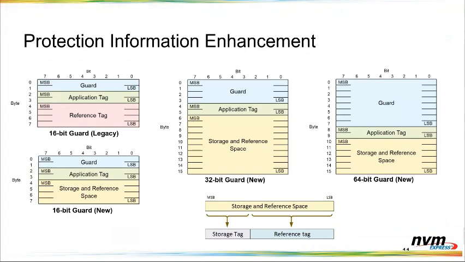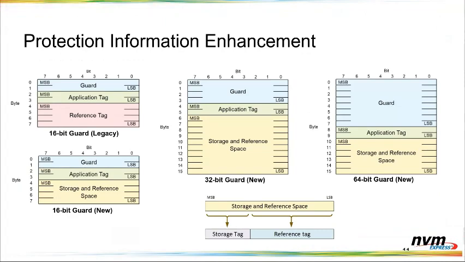As shown in the upper left of this slide, there's a 16-bit guard, a 16-bit application tag, and a 32-bit reference tag. Since a 16-bit guard is viewed as insufficient for large logical blocks, the first change we made in NVMe 2.0 to protection information was to add support for a 32-bit guard and a 64-bit guard.